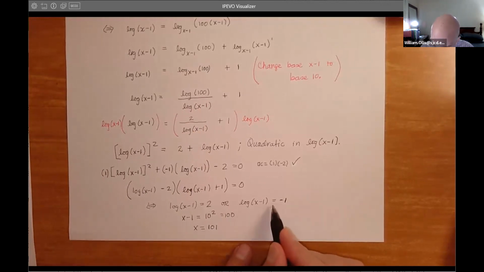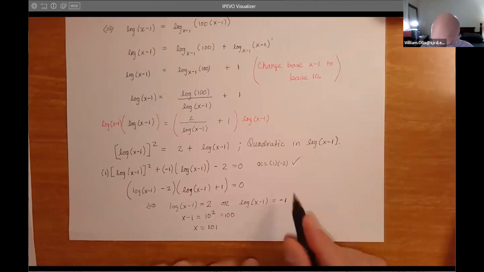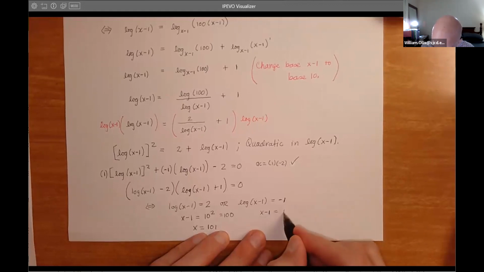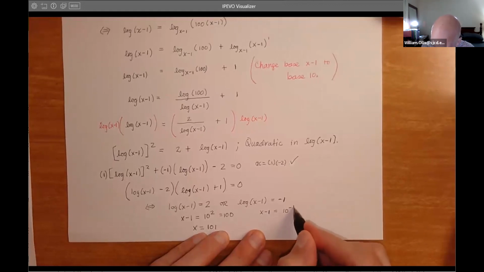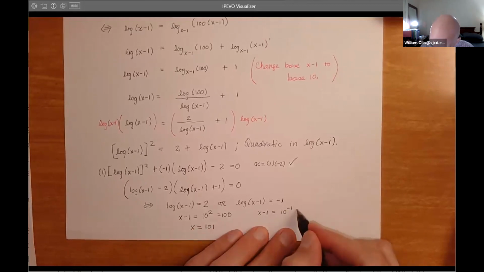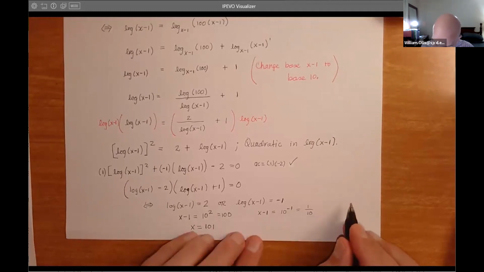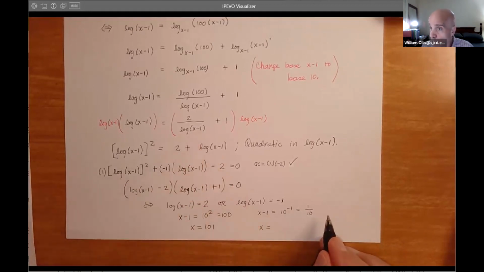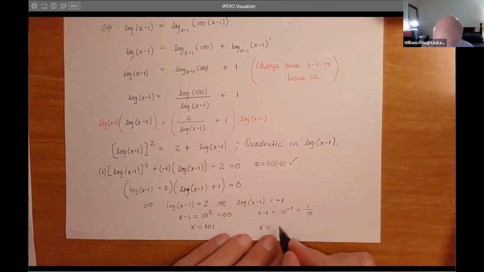Now the same thing here, the power of 10 that equals x minus 1 is negative 1. So x minus 1, so we're writing the equivalent exponential, is 10 to the minus 1. And of course, we can just write that using the definition of minus 1 power as 1 over 10. So now we can add 1. Now, of course, 1 is just 10 over 10, same denominator, and 10 plus 1 is 11, so we get 11 over 10.